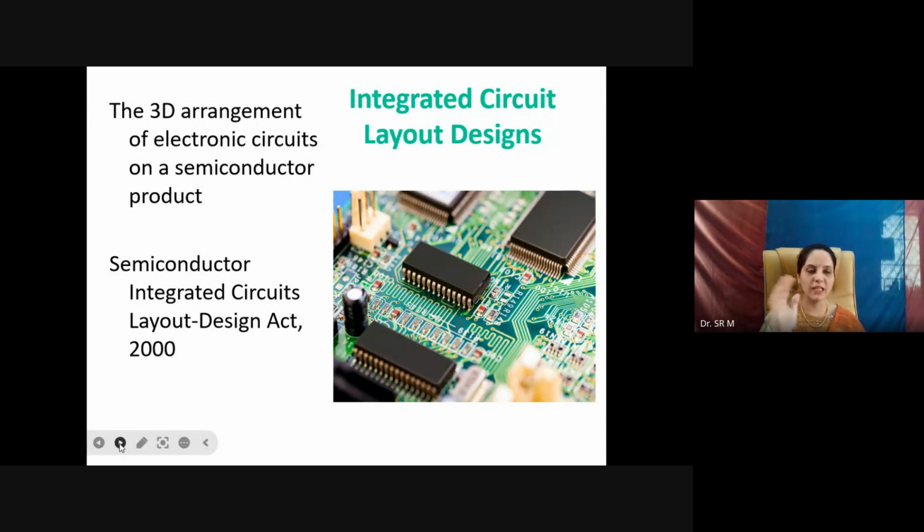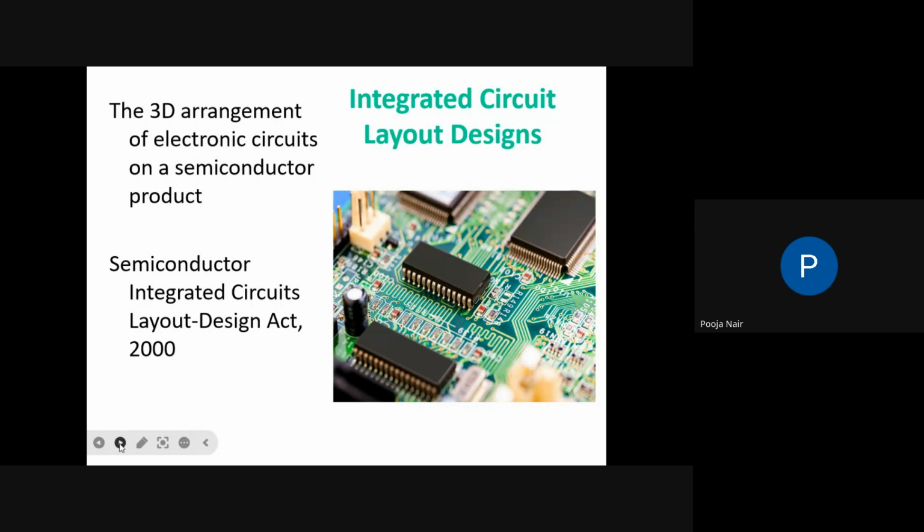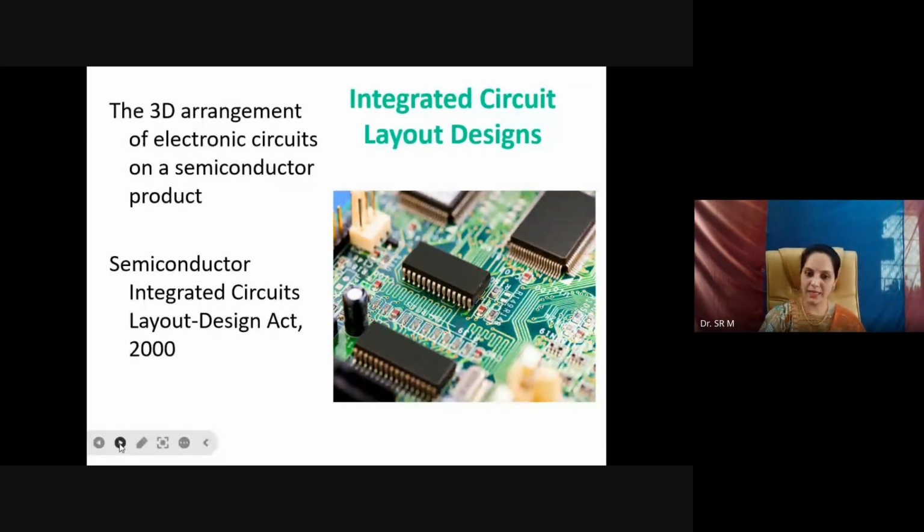To be eligible for protection, a layout design must be original, right? It means it's not just a copy of something already out there. It should also be commercially used in India. For the registration process, you can submit the design to the Semiconductor Integrated Circuits Layout Design Registry. They will check whether it meets the originality and commercial usage criteria. If this stage is passed, the design gets registered and the owner will get a certificate.